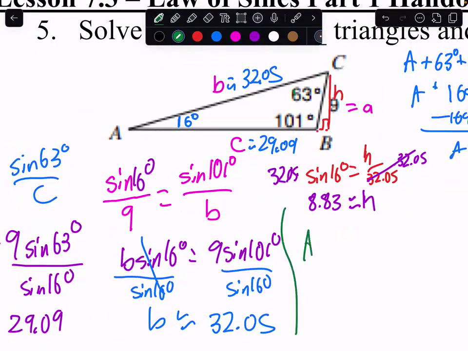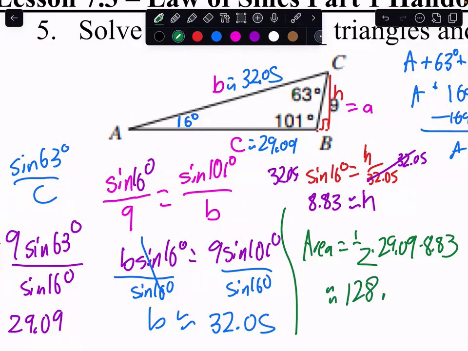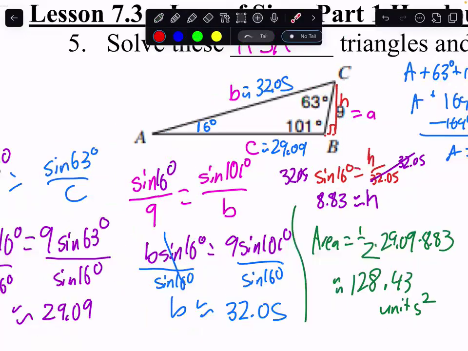So then area would be 1/2 times the base of 29.09 times the height of 8.83. Okay, so that comes out to about 128.43 units squared. So again, if your answer is close to that, it's fine. You probably just used a different height than me, but that's okay.